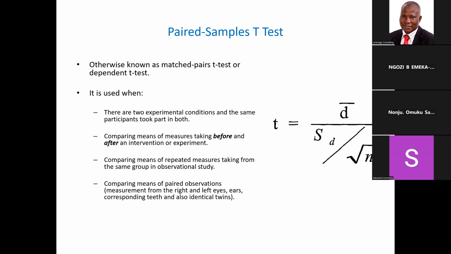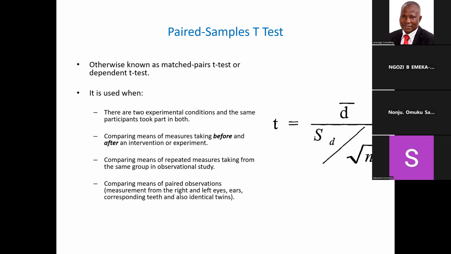Or comparing means of a measure taken before and after an intervention or experiment, or comparing means of repeated measures taken from the same group in an observational study. It doesn't have to be an experimental design. It can be an observational study. So far, it's not the study design that matters here. It's the way in succession you have two observations, two data sets collected from the same group of people on different occasions, which you are comparing.